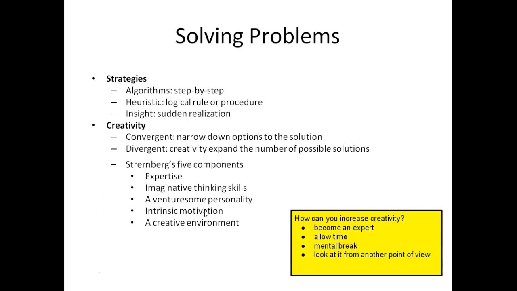So taking these 5 concepts of what creates creativity, how can you potentially become more creative? You can become an expert in an area. Allow yourself time. Don't try to rush through things. The more time you give yourself to do things, the more creative you can become. But part of that is also taking a mental break. Just because you give yourself 10 hours to do something, if you try to do it 10 hours in a row, you're not going to be able to be as creative as if you worked on it a couple hours a day over a period of time. And then finally, take a look at it from another point of view, especially another culture. There might be another way to do something that somebody else does a little bit better than you do.